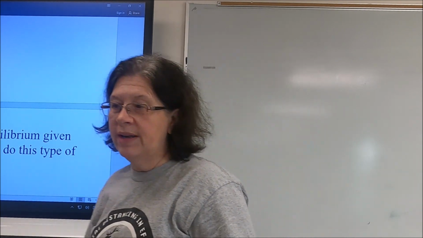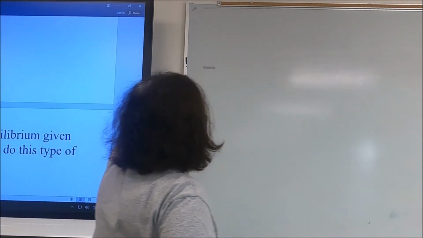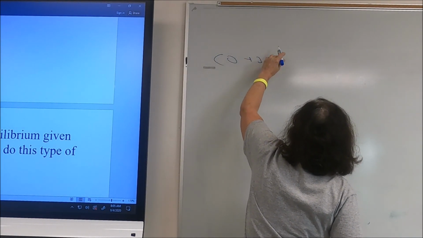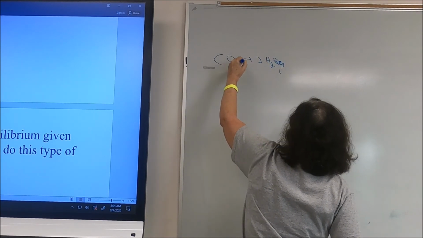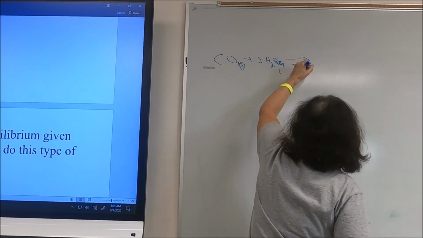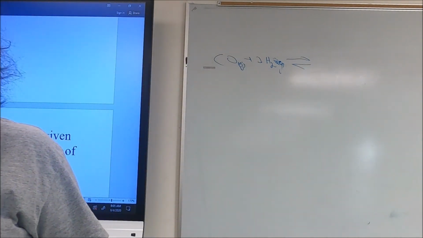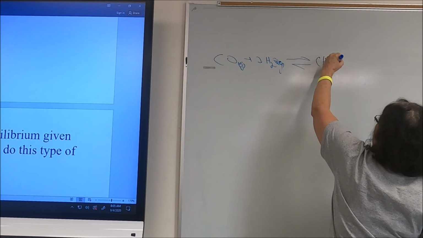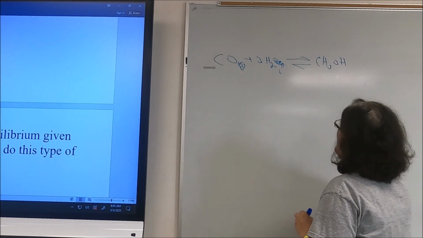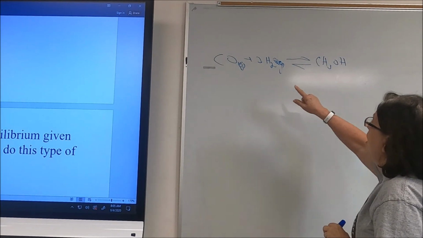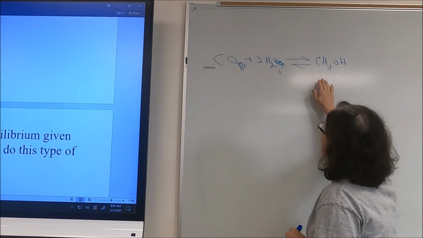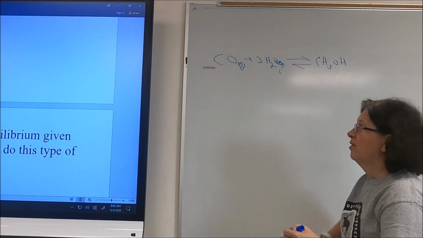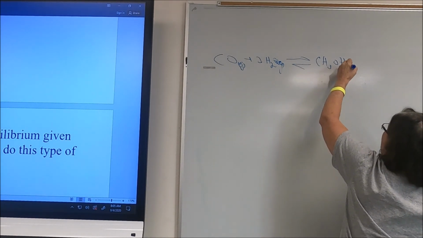Now, the reaction we're dealing with is carbon monoxide plus 2 hydrogens, both in the gas phase, going to CH3OH. The first thing I want you to check is if it's balanced. 1 carbon, 1 carbon, 1 oxygen, 1 oxygen, 4 hydrogens, 4 hydrogens. It's balanced. That's the gas phase.